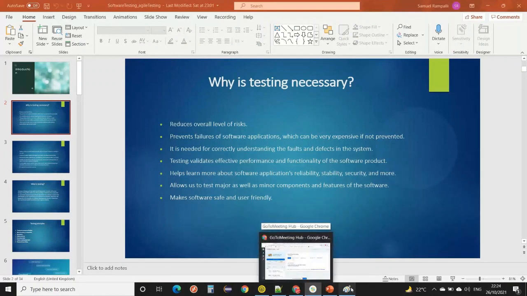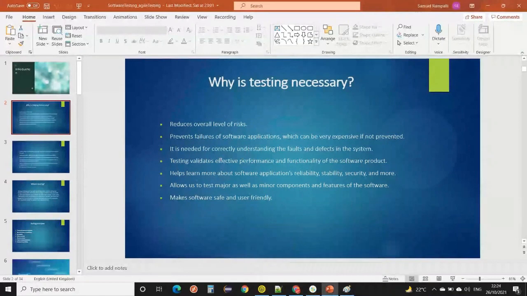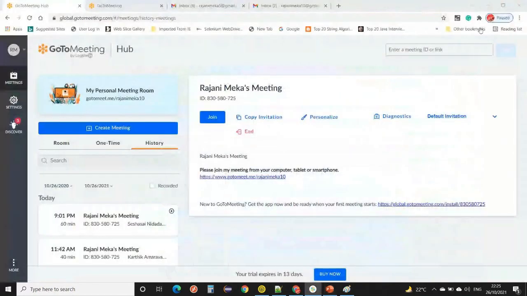Okay, so very quickly, about what goes on in the industry. We have to find the defects at an early stage. To do that, we have to start testing early, and only then will we get the early defects, right?